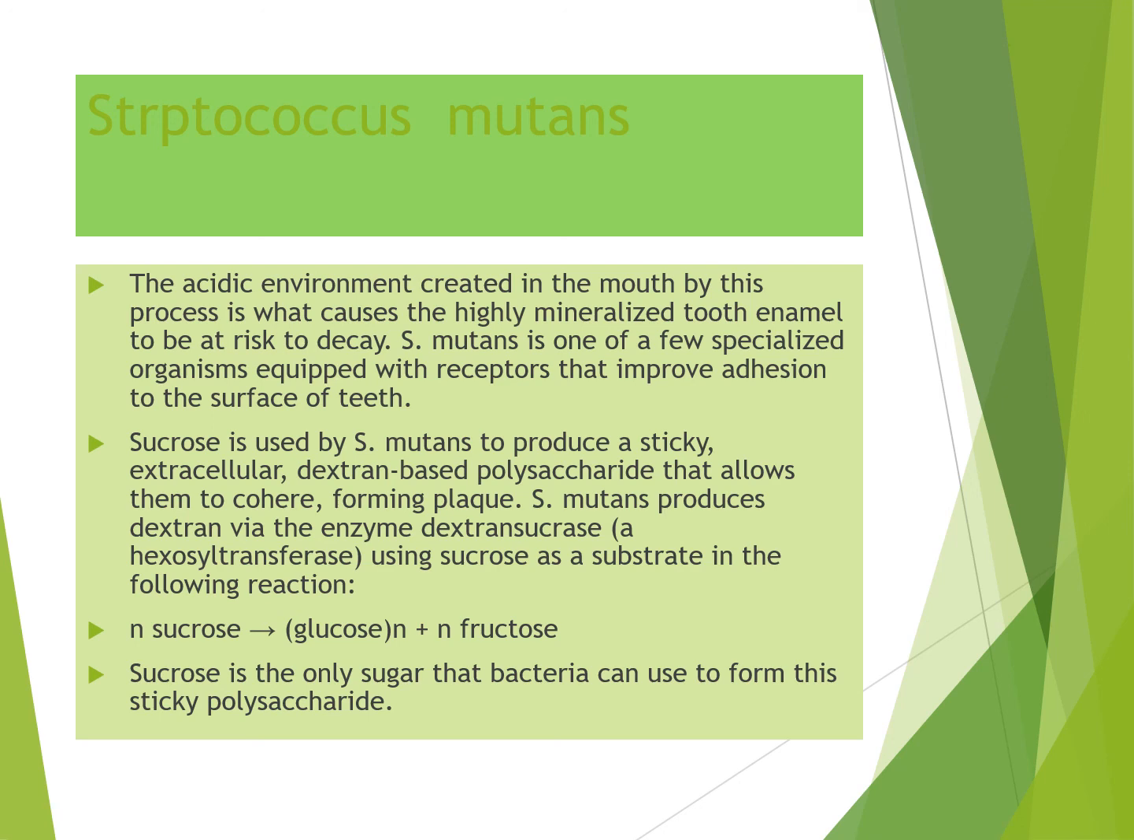Streptococcus mutans is one of the few specialized organisms equipped with receptors that improve adhesion to the surface of teeth. It will stick to this sticky material that formed. Sucrose is used by Streptococcus mutans to produce a sticky extracellular dextran-based polysaccharide that allows them to cohere, forming plaque. Streptococcus mutans produces dextran via the enzyme dextransucrase and glucosyltransferase, using sucrose as a substrate in the following reaction.